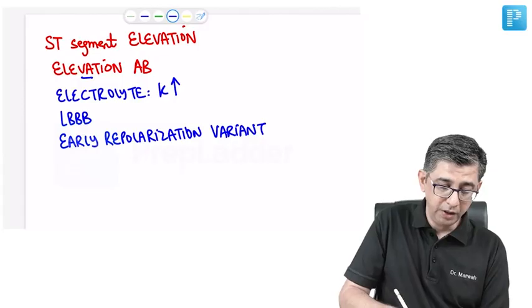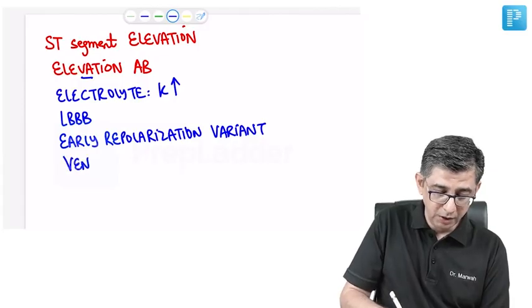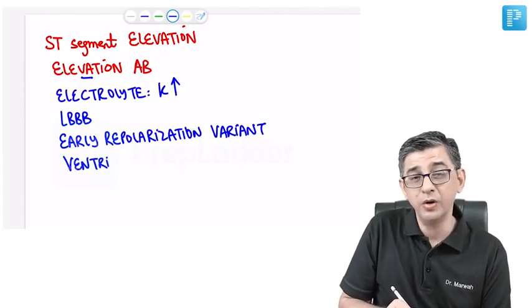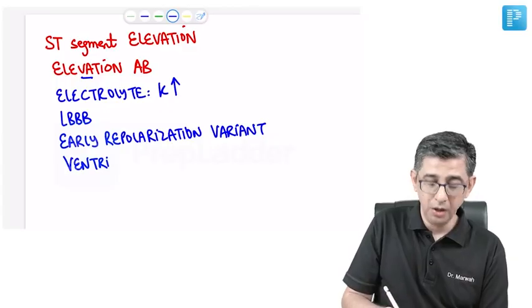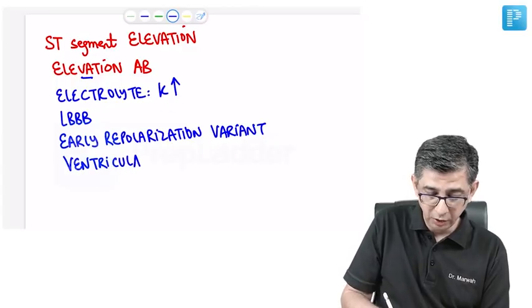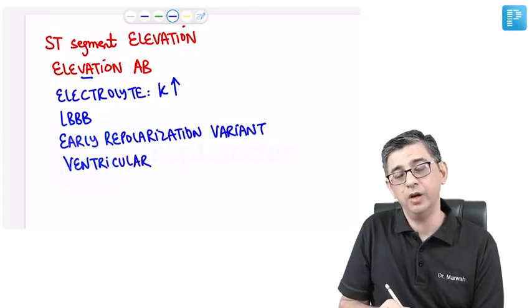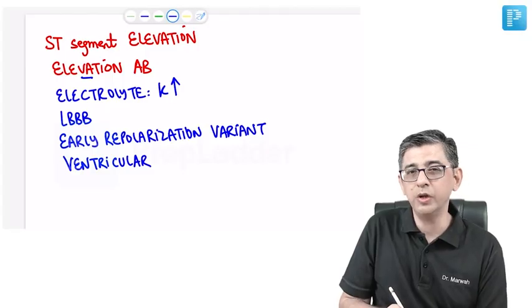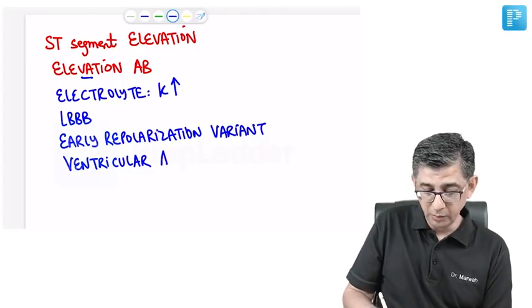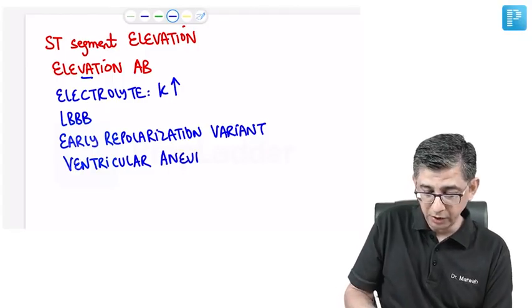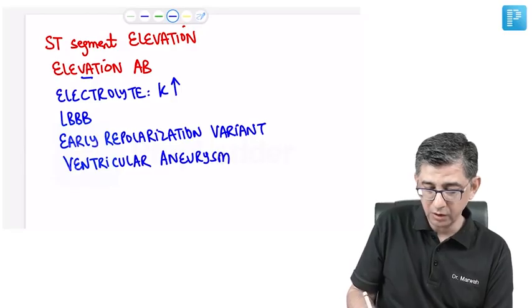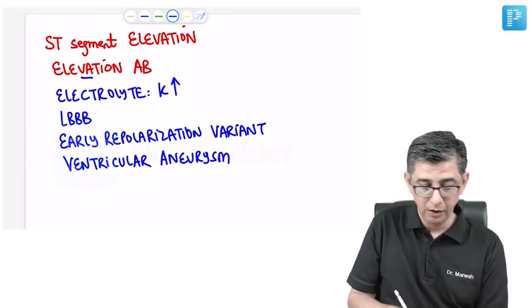Then alphabets V and A are to be taken simultaneously. This condition that I'm writing right now is a complication of MI. If somebody has an anterior MI, or an extensive anterior MI, there would be structural damage to the heart. This structural damage to the heart would result in ventricular aneurysm, and this could trigger a ventricular tachycardia.